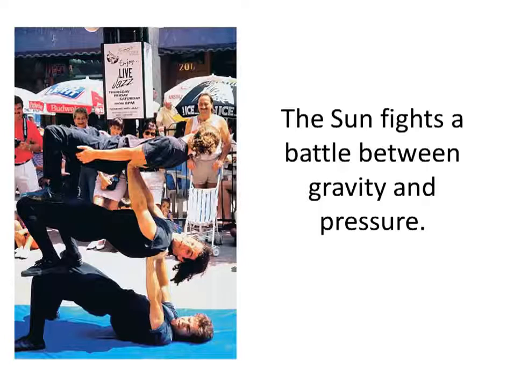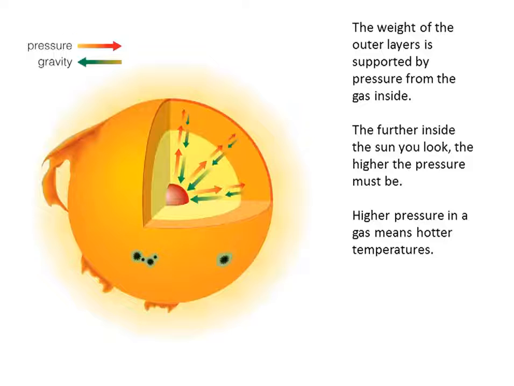Gravity is trying to pull the outer parts of the sun in, and the pressure of the gas in the sun is trying to push those parts outward. And so this is a constant battle that the sun has to fight, and clearly the sun has found some equilibrium state, some state where it's very stable. And so as you go inward from the surface of the sun, at the very surface you don't have very many layers outside of it, and so there's very little weight that has to be held up, and so the pressure of the gas is fairly low.